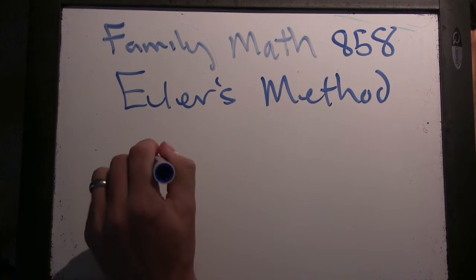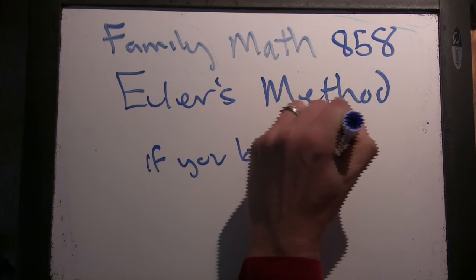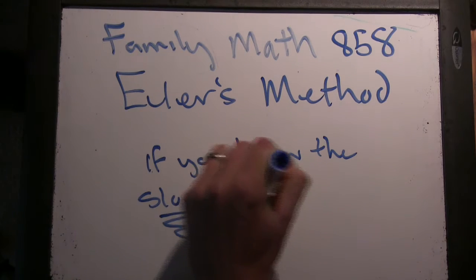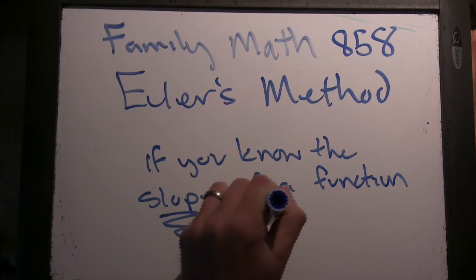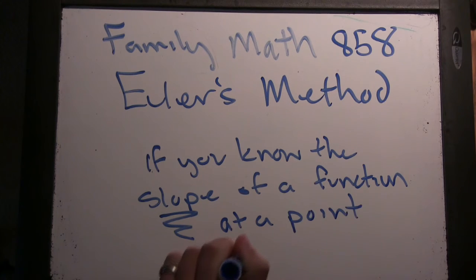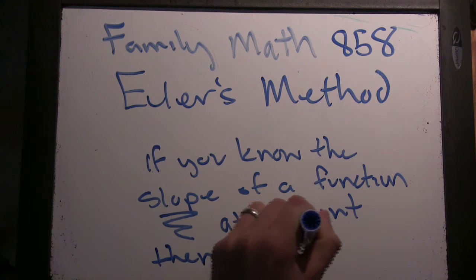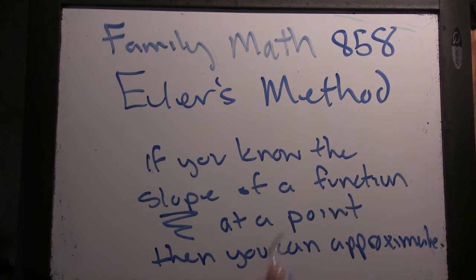So if you know the slope at a point, then you can approximate it. If you know the slope of a function at a point, then you can approximate that function.